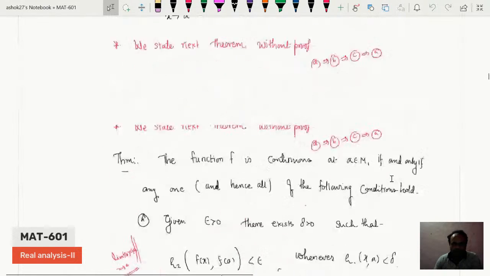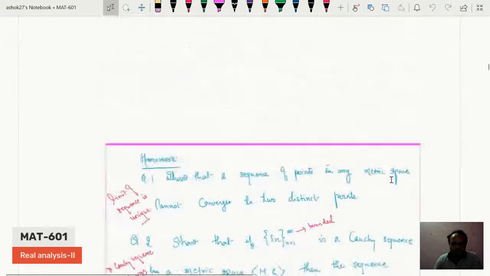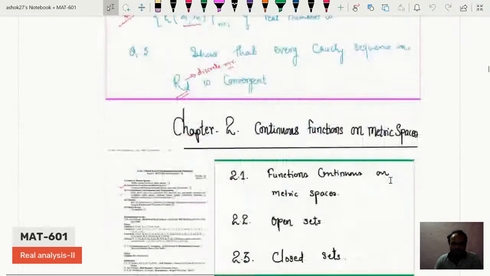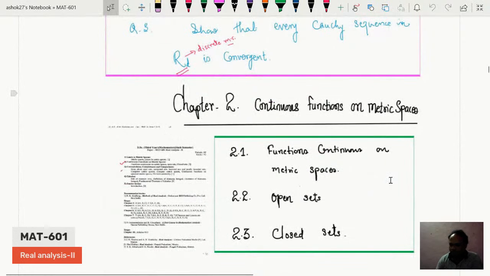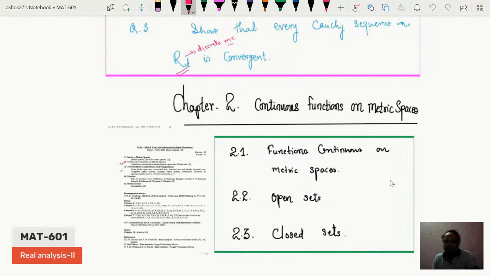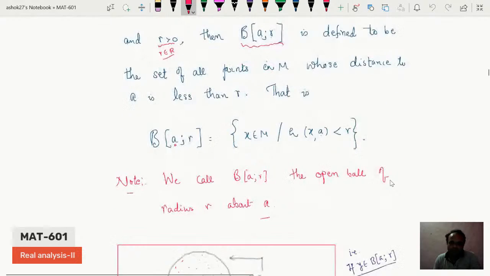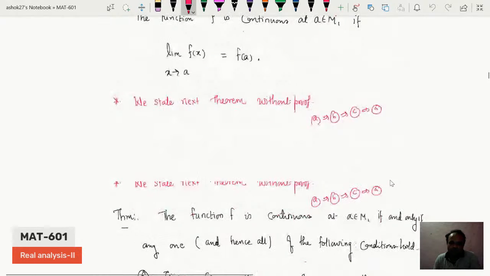So the second chapter was continuous functions on metric spaces. In that we have seen functions continuous on metric spaces. Then we have seen the definition of open sets, closed sets, some results on open sets, and then some results on closed sets. That part we have seen in previous lectures.